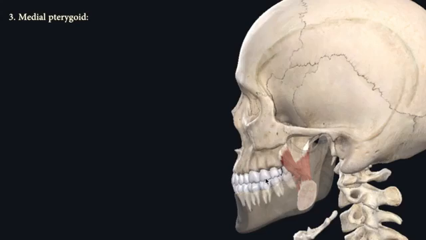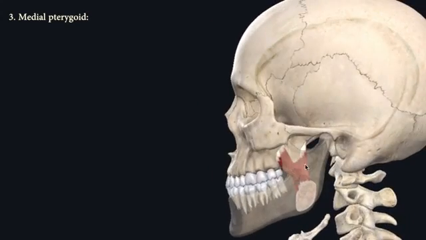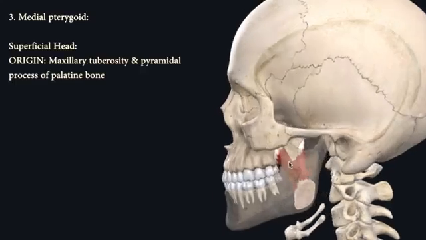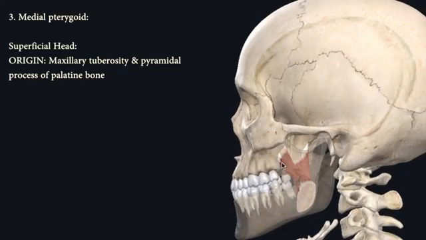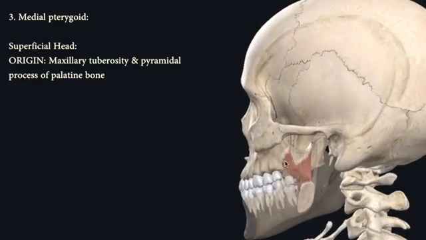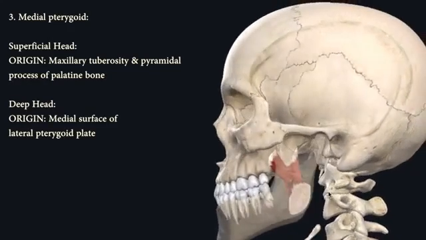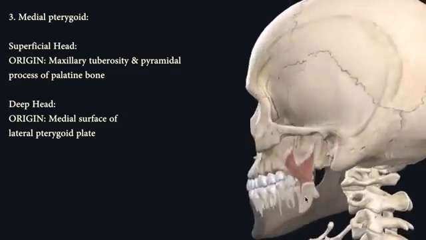Number three is the medial pterygoid, which divides into two parts, the superficial head and the deep head. The superficial head originates from the maxillary tuberosity and pyramidal process of palatine bone, and the deep head originates from the medial surface of the lateral pterygoid plate.